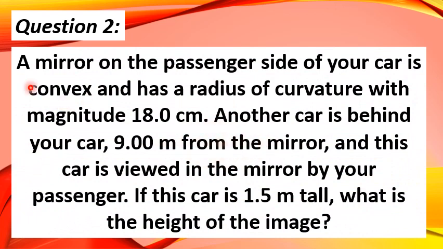Question number 2. A mirror on the passenger side of your car is convex and has a radius of curvature with magnitude 18.0 centimeters. Another car is behind your car 9.00 meters from the mirror, and this car is viewed in the mirror by your passenger. If this car is 1.5 meters tall, what is the height of the image?